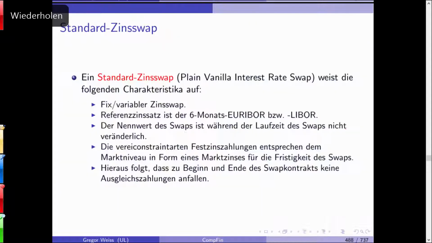Okay. And with swap contracts, it makes sense. This is a standard interest rate swap, a plain vanilla interest rate swap, for example, a fixed floating swap. The reference interest rate is the 6-month Euribor, the London Interbank Offered Rate. The notional is constant over the lifetime of the swap.